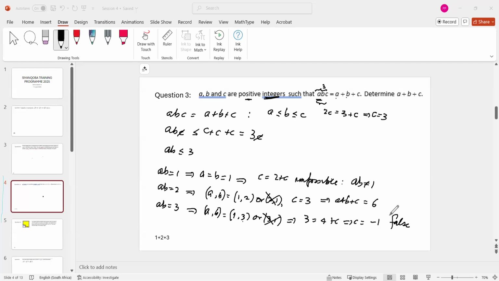All right? So this does not lead to a solution, which means that AB is not equal to 3. So there's only one answer. One answer, only one solution.